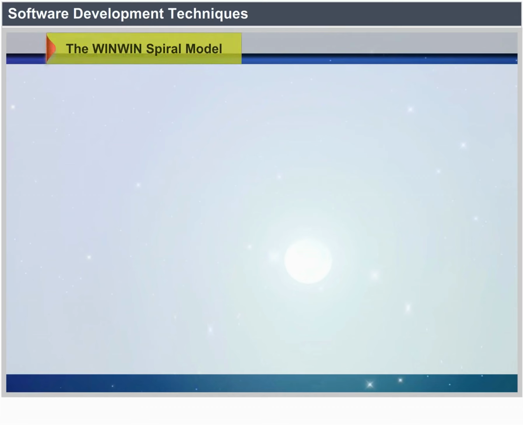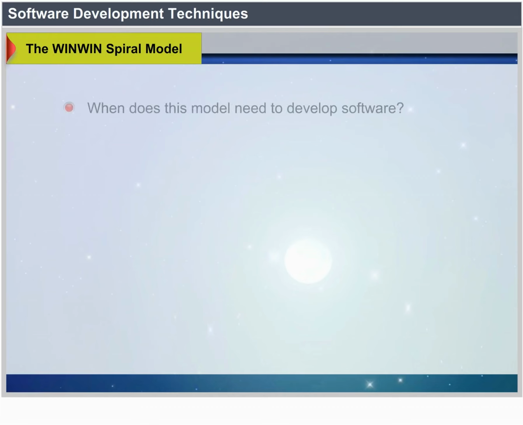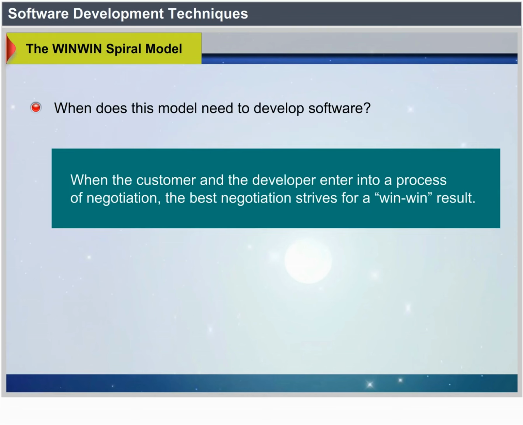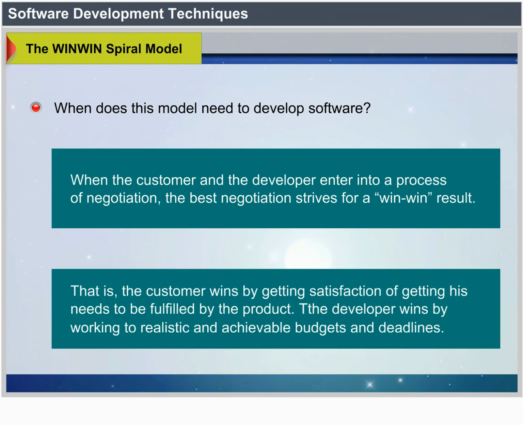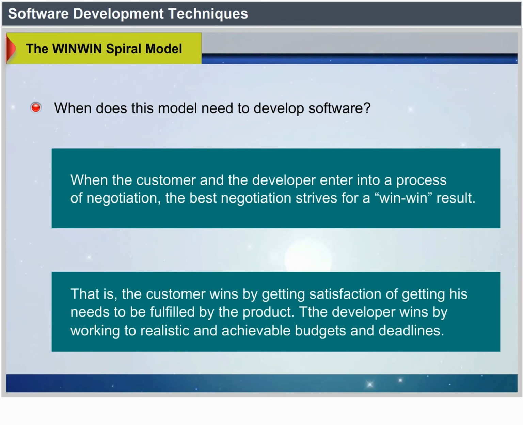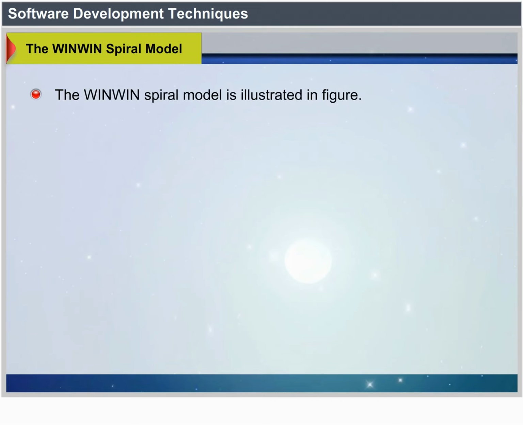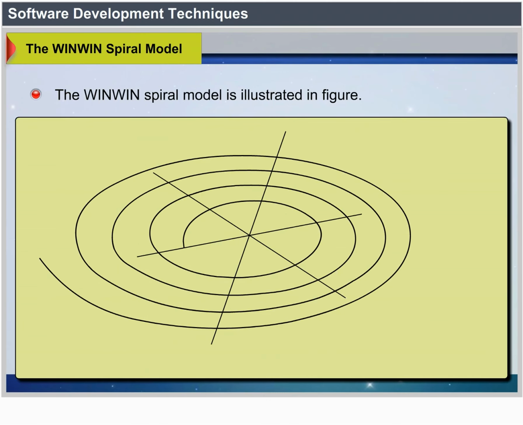The win-win spiral model. When is this model needed to develop a software? When the customer and the developer enter into a process of negotiation, the best negotiations strive for a win-win result. That is, the customer wins by getting the product that satisfies the customer's needs, and the developer wins by working to realistic and achievable budgets and deadlines. The win-win spiral model is illustrated in Figure.